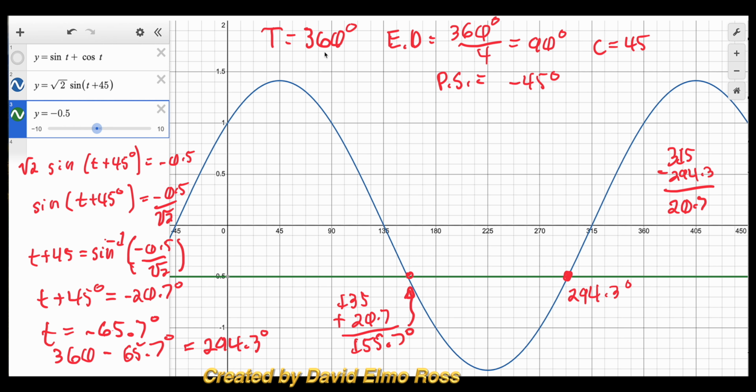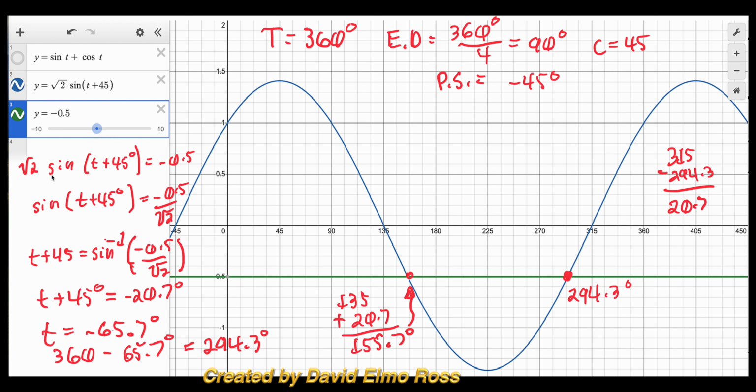We know our period is going to be 360 degrees because we have 1 here. 360 over 1 gives us 360 degrees. So all the way from minus 45 up to 315 is 360 degrees. Now our equidistant points here are going to be 360 over 4, 90 degrees between each one. C here, as we saw here, is 45 degrees. And so our phase shift is going to be minus 45 over 1 here. So it's just minus 45 degrees. And we can see that indeed we have shifted 45 degrees to the left here to get minus 45.